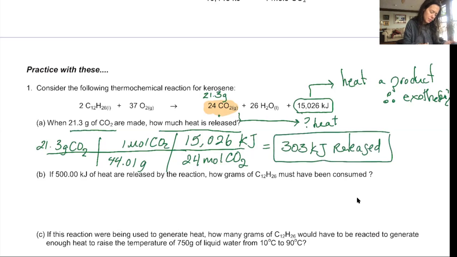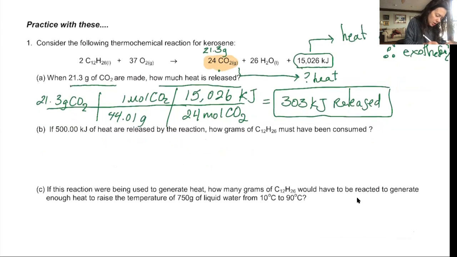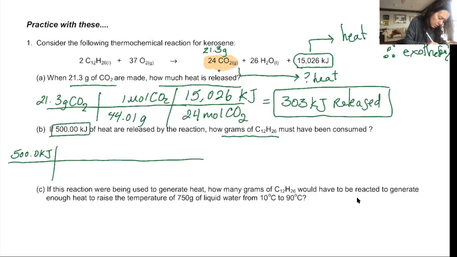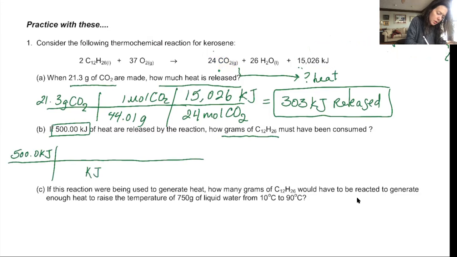Okay, let's do another one. If 500 kilojoules are released by the reaction, how many grams of, what is this called? I'm not sure. Kerosene must have been consumed. Well, you know, we have to start with what we have, right? I know that kilojoules has to go here, and my kilojoules is going to come, let me clean up my equation, my kilojoules is going to come from my thermochemical equation right here.